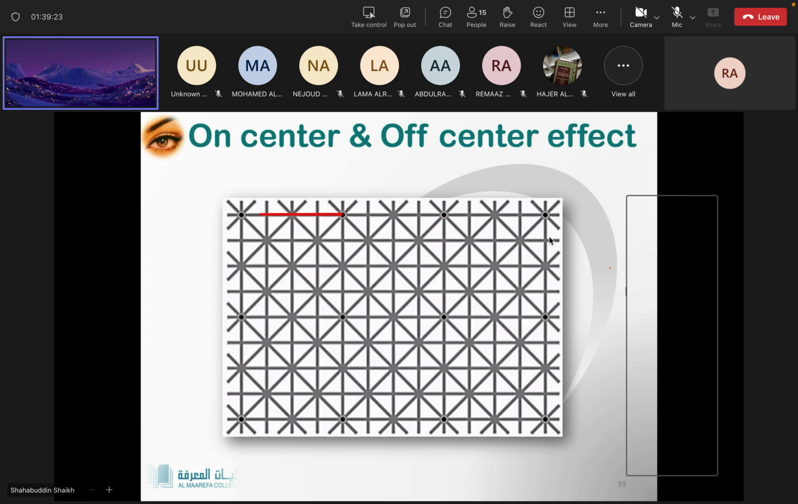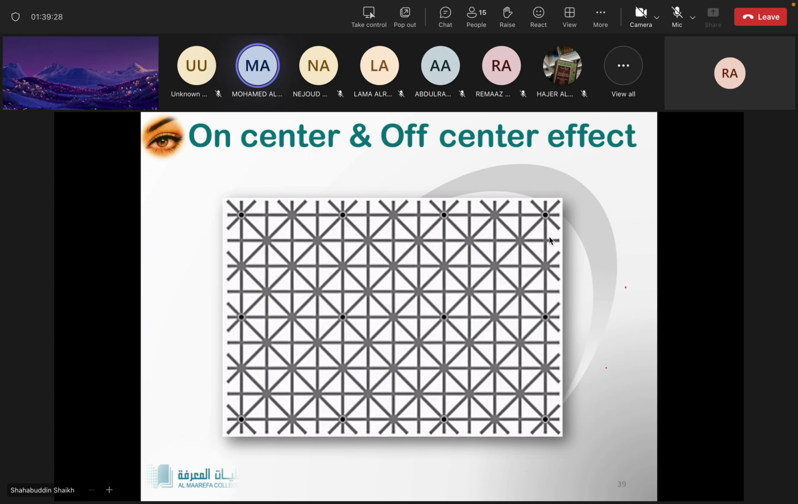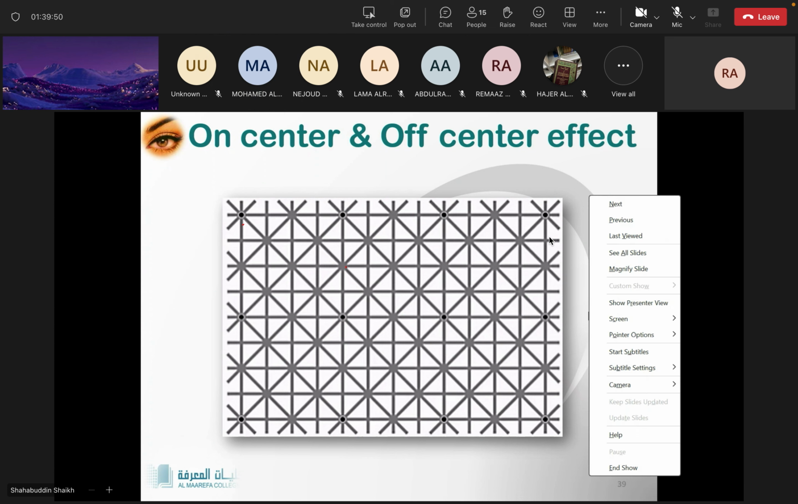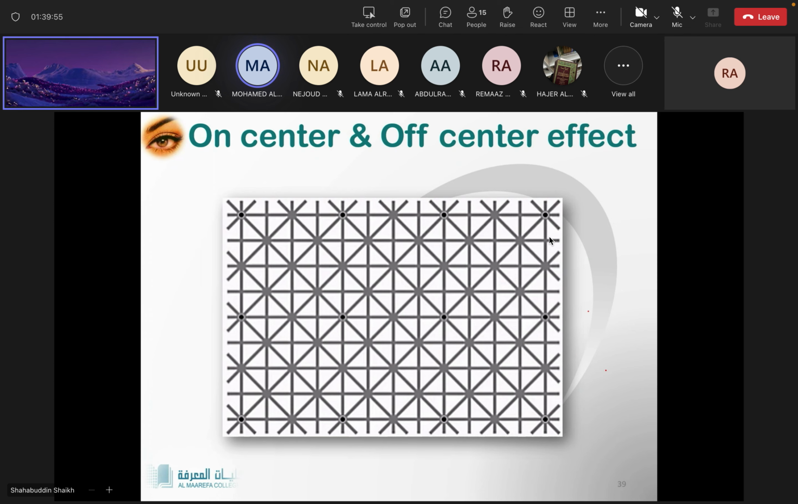So in total, how many dark spots are there in this picture? Whenever you are focusing, it is on. This dark one is on. If you are focusing on this dark one, the surroundings become off. The brain is suppressing the surrounding information. Therefore, you are not able to see the dark spots at other places. Clear? So this is how this illusion works.